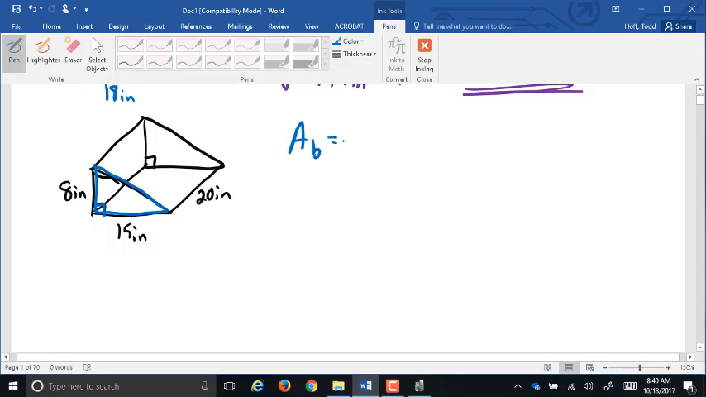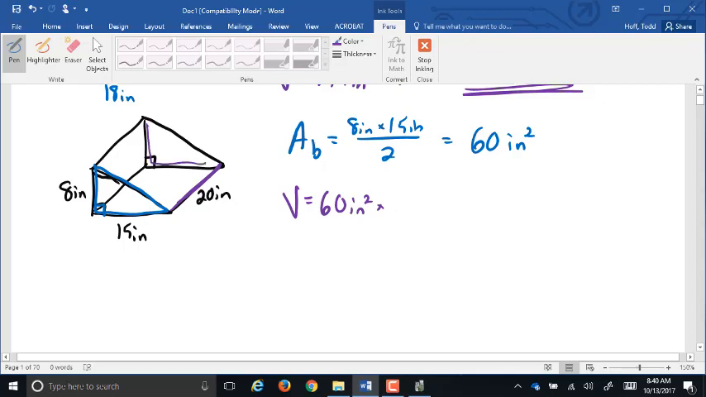The area of the base is found by doing what? 8 inches times 15 inches divided by 2, 60 square inches. So then my volume will be 60 square inches times 20 is that dimension. Notice not only is that height perpendicular to the base, but there's always two bases on these objects. It's the distance, the length that connects the bases, or the distance between bases. So that'd be times that 20 inches. So that's 1,200 inches cubed.